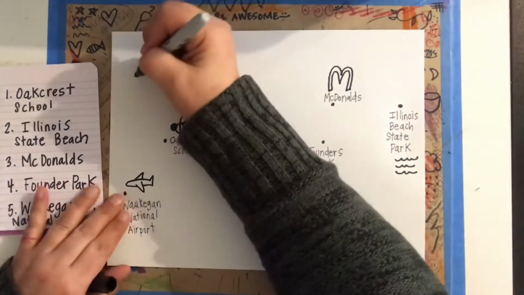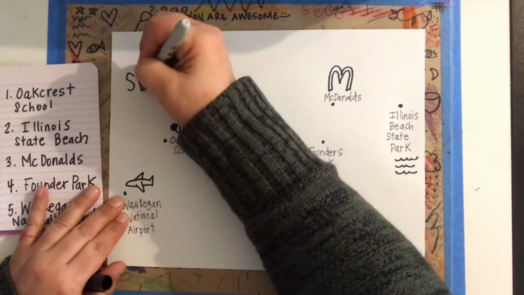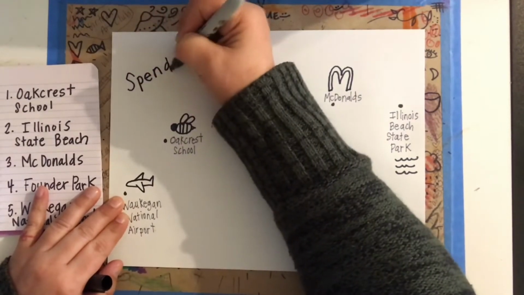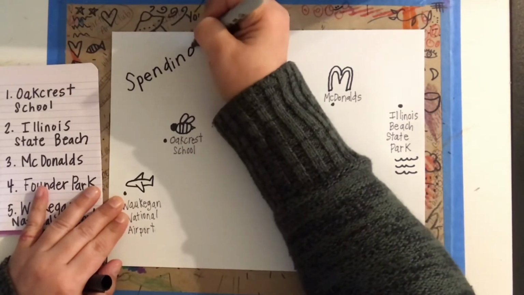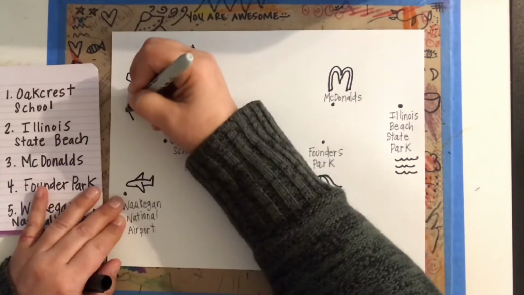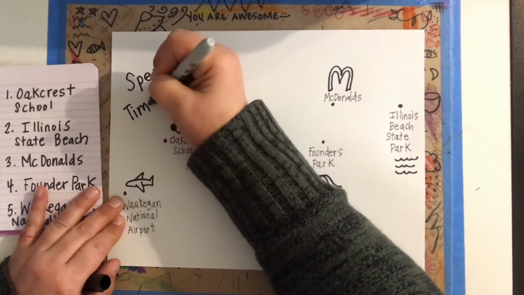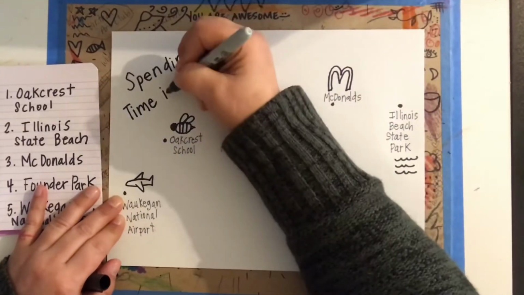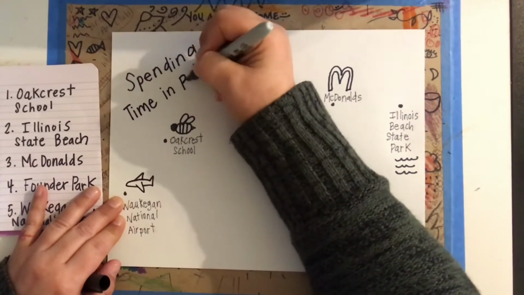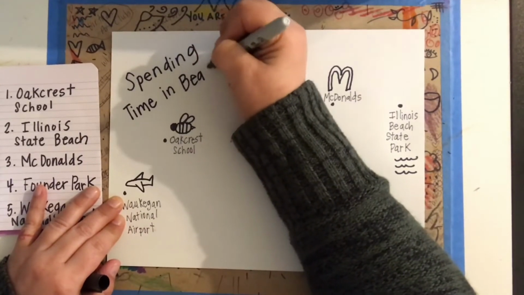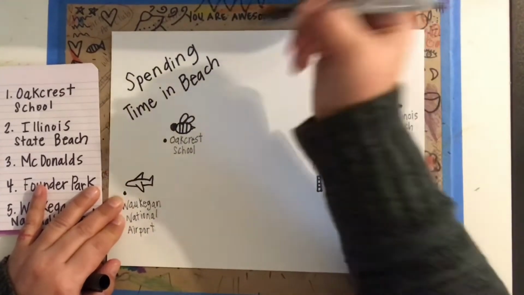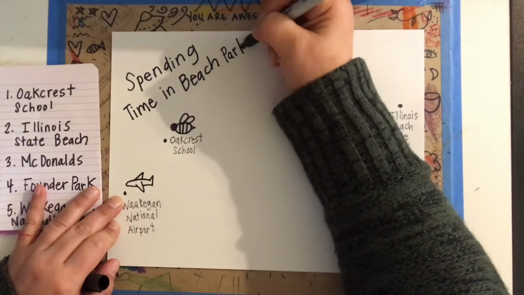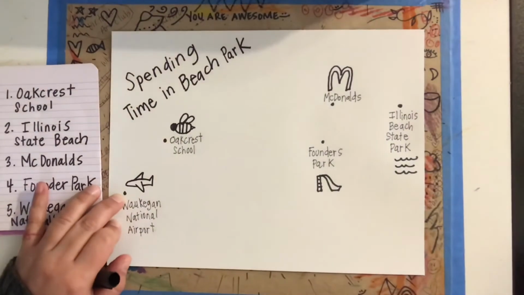And mine's going to be Spending Time in Beach Park. And you, friends, draw this in pencil first, and then you can go over it in marker if you want, but you can't erase if you do it in marker. So I would hate for you to feel like you have a mistake, because if you do it in marker, you just have to keep working through it.